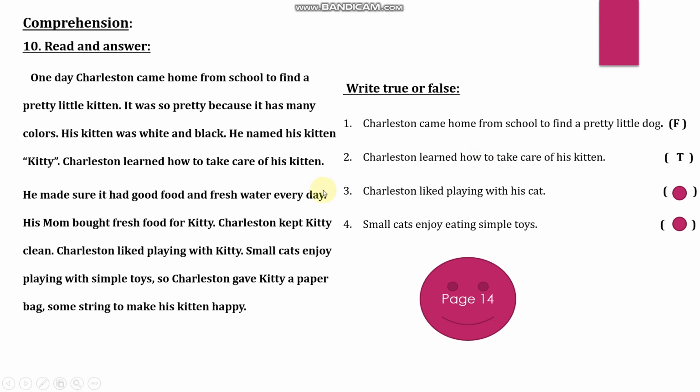Number 3. Charleston liked playing with his cat. We will find this, liked playing with his kitty, and kitten is a cat. It's true. Number 4. Small cats enjoy eating simple toys. Oh, they like eating toys? Let's go and search. Enjoy playing with, not eating. It's false.